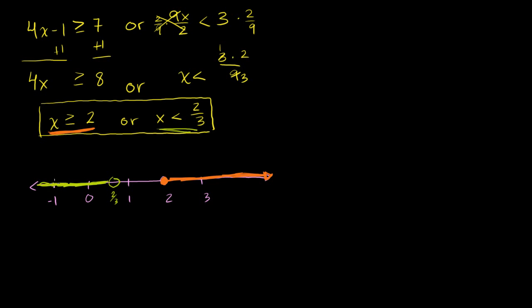And this is interesting because if we pick one of these numbers, it's going to satisfy this inequality. If we pick one of these numbers, it's going to satisfy that inequality. If we had an and here, there would have been no numbers that satisfy it, because you can't be both greater than 2 and less than 2/3. So the only way that there's any solution set here is because it's or. You can satisfy one of the two inequalities. Anyway, hopefully you found that fun.